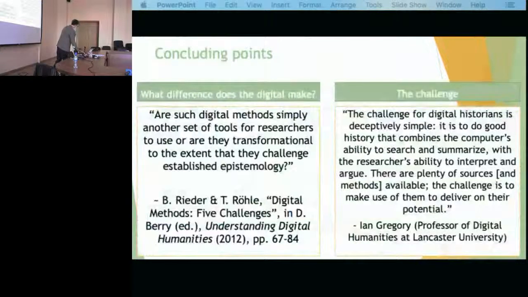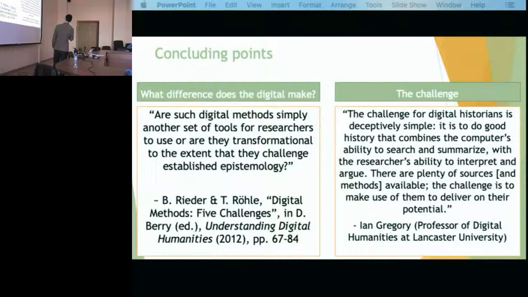So I hope overall then that's given you some sense of how historians of crime are using these digital methods to understand the past. I've got a quote there about, well, what difference is any of this making? Is it just another set of tools, or is it totally transforming the nature of our knowledge? Again, I'm going to leave that up to you to make your own minds up. I'd really love to know what you think about these examples, and whether they are just another set of tools, or really transformative.